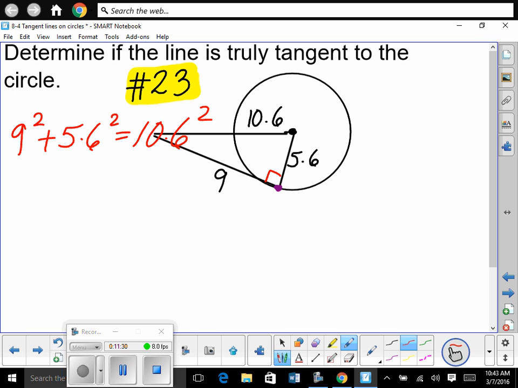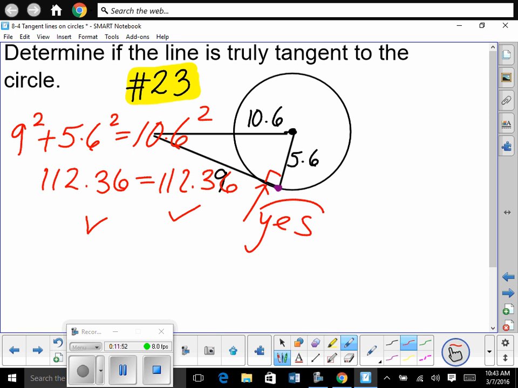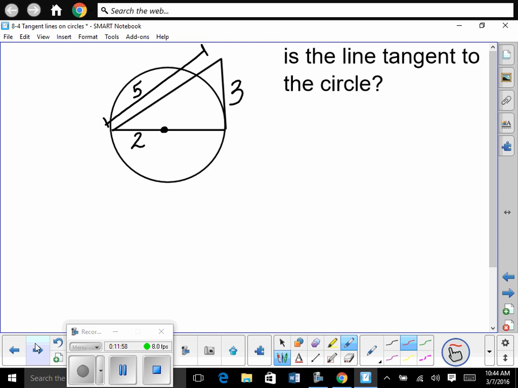So type it in. 9 squared plus 5.6 squared is 112.36. That's equal to 10.6 squared. You get 112.36. So was that a 90-degree triangle? Yeah, isn't that true? Yes, therefore this line was truly tangent. Questions on how to do that? So right now we're just determining, do we have a tangent line? Okay, so last one, okay?